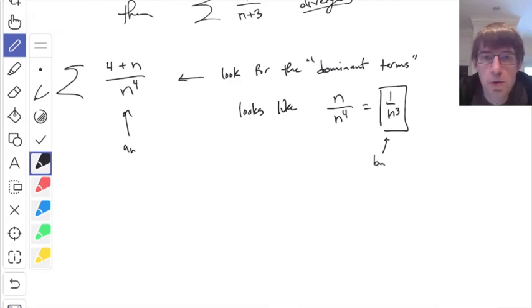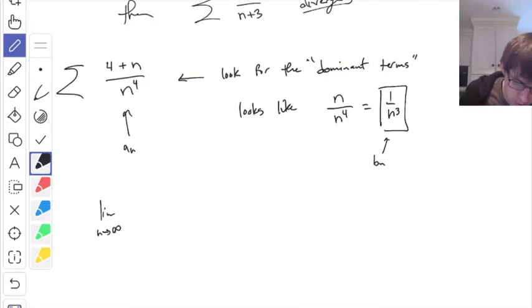All right, you try to just pick out the parts of the original thing which are the ones that are going to matter when n is super big, and you ignore everything else. Now you just have to plug everything in and do that limit. So I'm going to do the limit as n goes to infinity of a_n over b_n. Again, it's going to be a big fraction mess: (4 plus n) over n to the 4, and then dividing by 1 over n cubed. And see if we can rearrange and simplify the fraction.